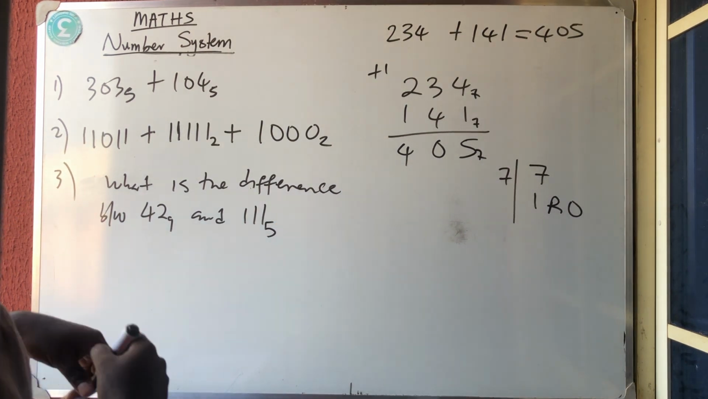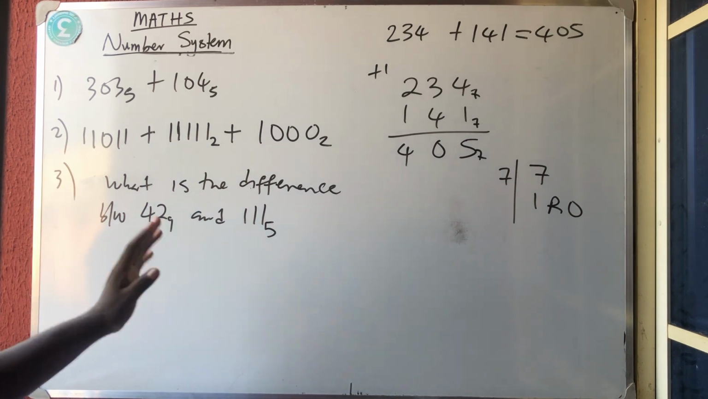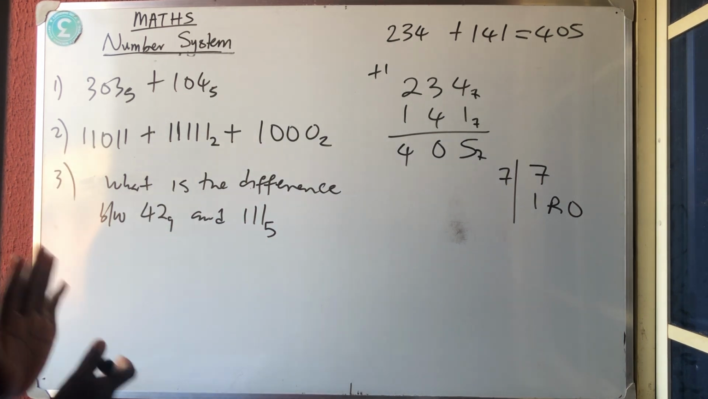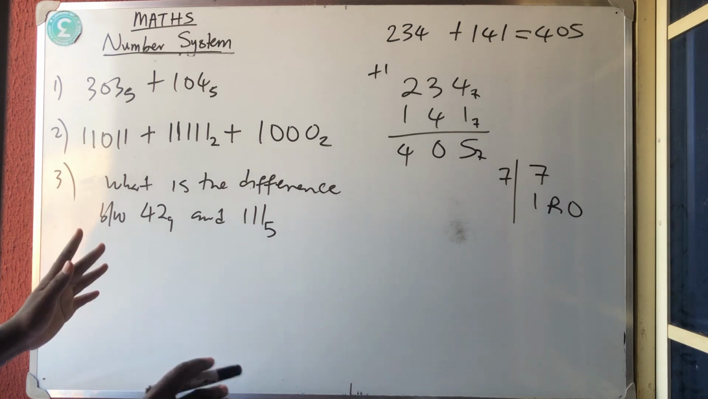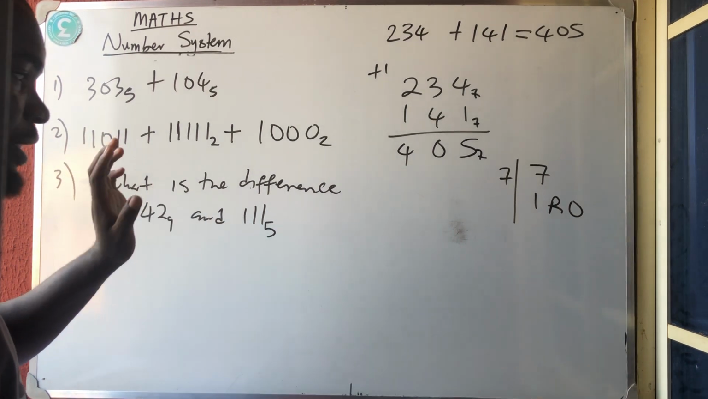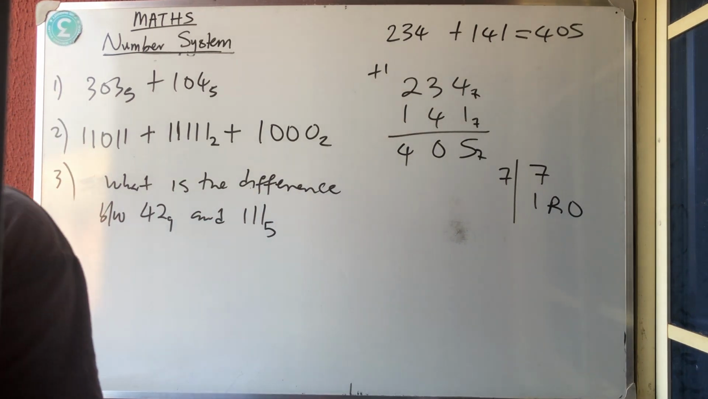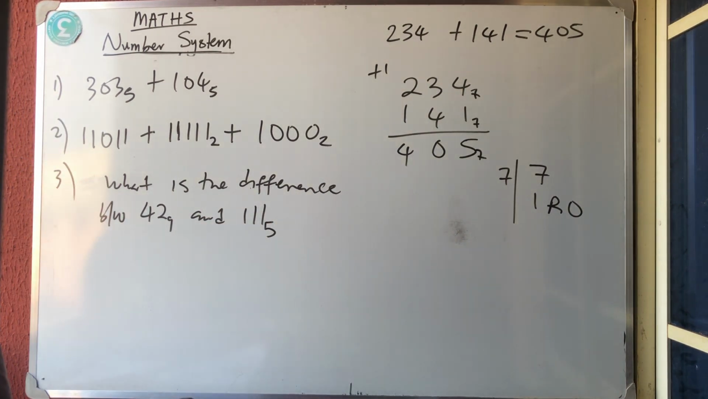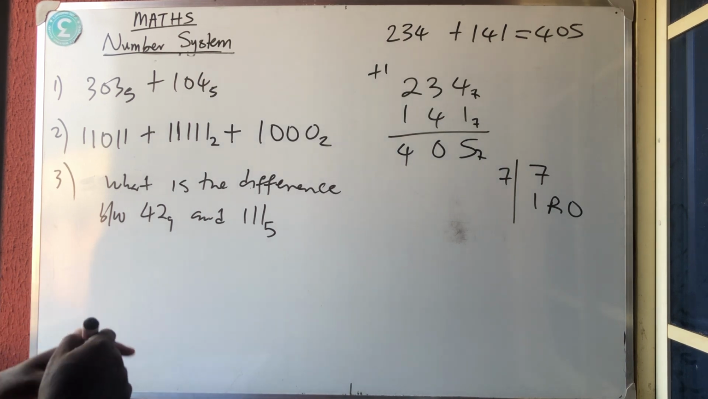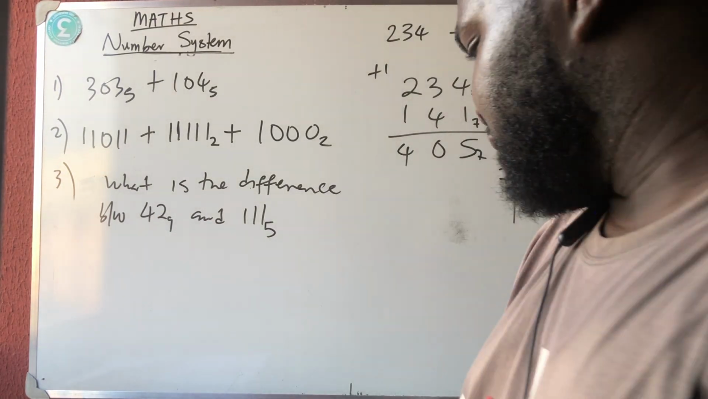Please, for you to do this one, it's very simple. The only thing you do is convert them. They are not in the same base, so you cannot add or subtract. You need to convert them to the same base. So convert this one to base 10, which is our normal base, convert this one to base 10, then subtract. It's very simple. You've learned how to convert. So the next thing we'll look at is how to convert from one base to another.